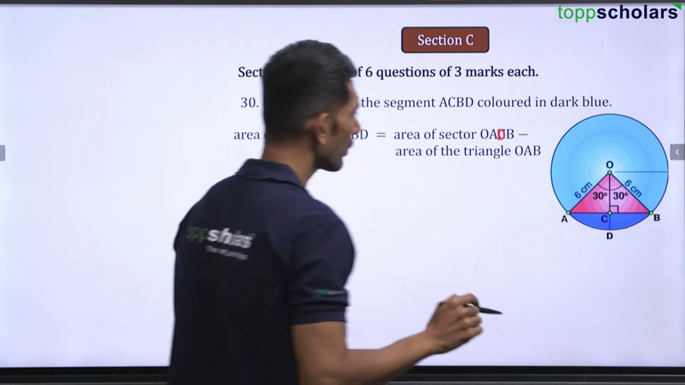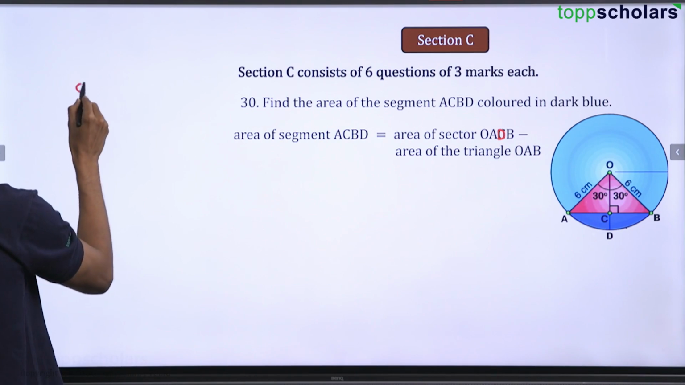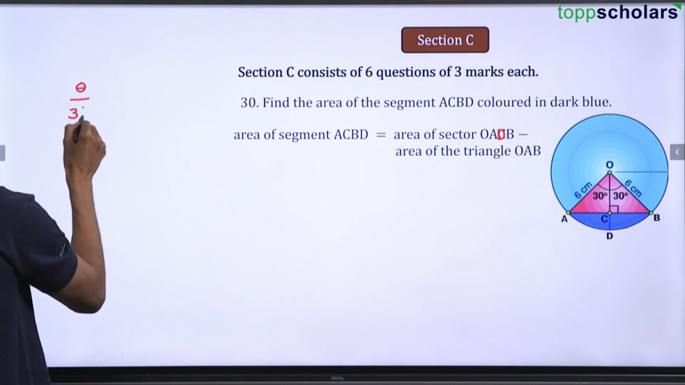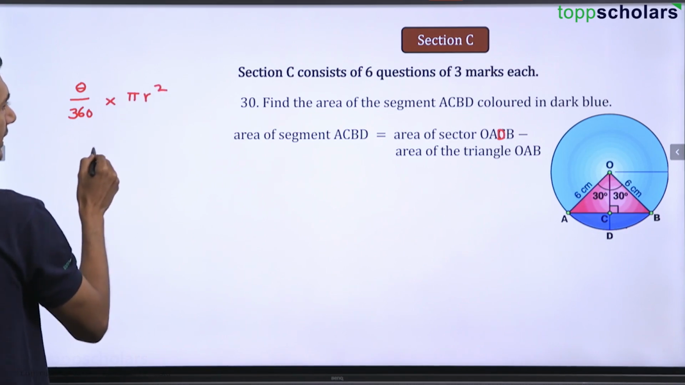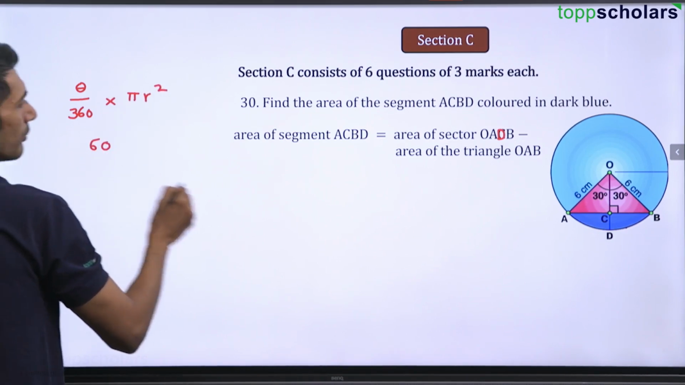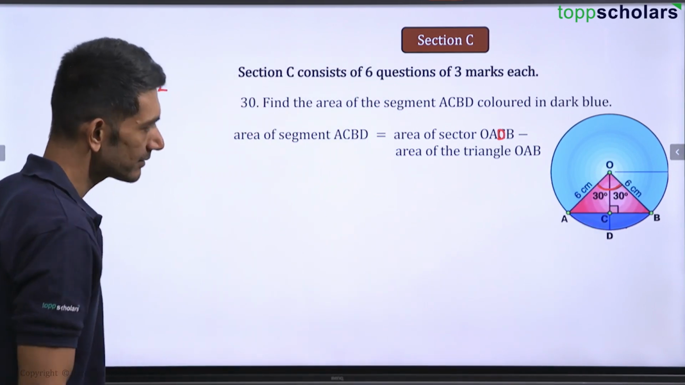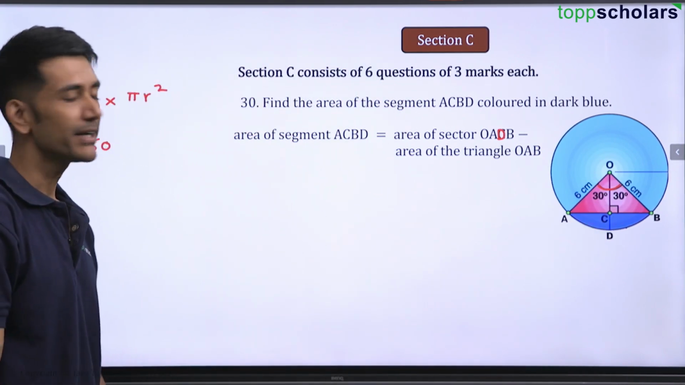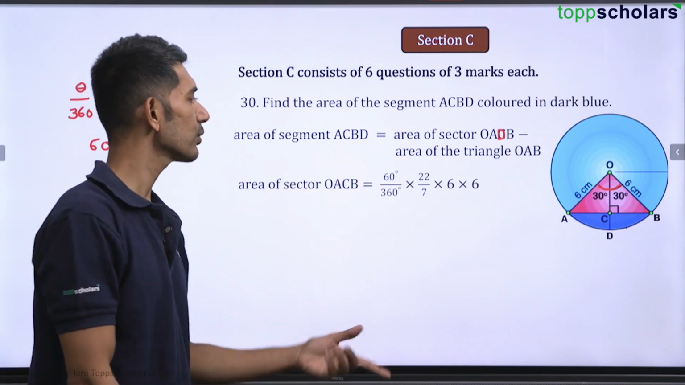Okay, so firstly what we will do is we'll find out area of sector OADB. What is the formula to find out area of sector? Theta by 360 multiplied by pi r square, right? What is theta? Theta is 60 because that is 30 plus 30, 60. So 60 by 360 multiplied by pi into 6 square. So 60 by 360 multiplied by 22 by 7 into 6 into 6.